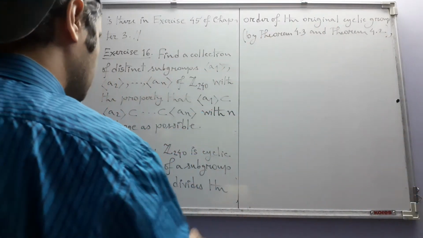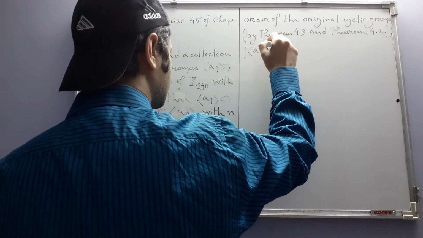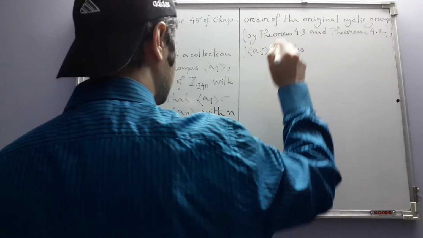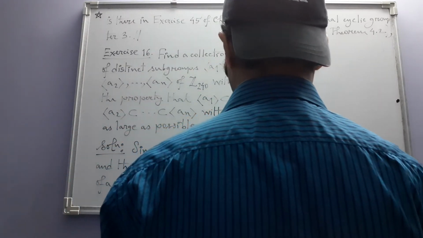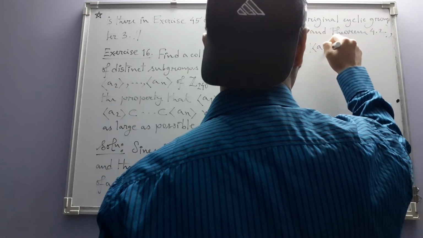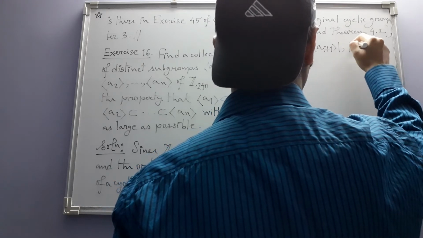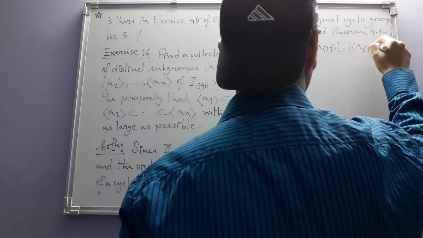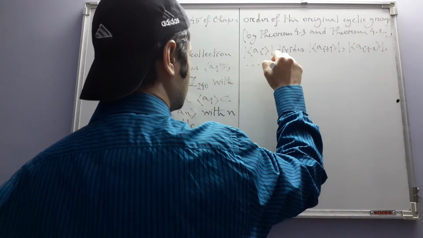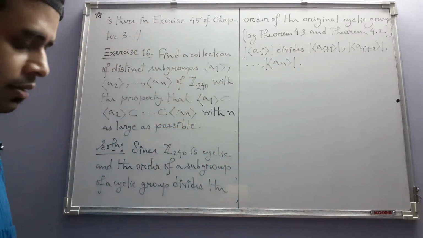So, what is our conclusion? At any stage, the order of this cyclic group divides all of the orders of the higher cyclic groups: the one generated by a_(i+1), the one generated by a_(i+2), etc., up to the order of the one generated by a_n.